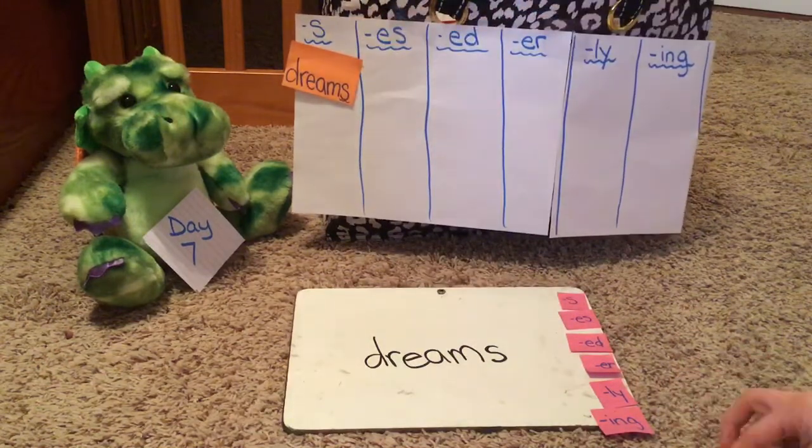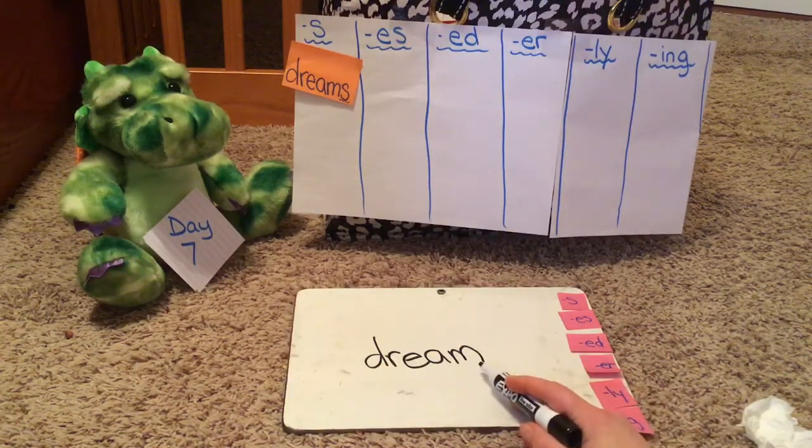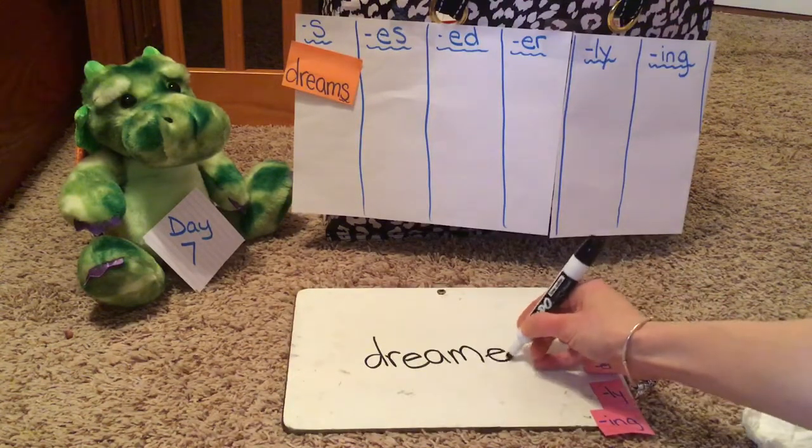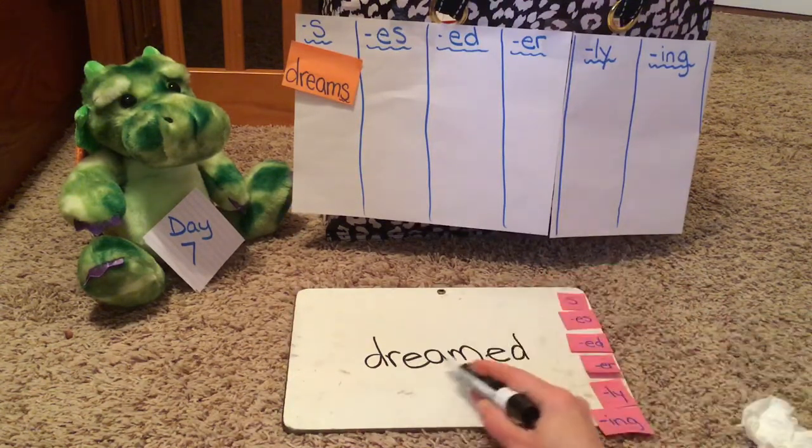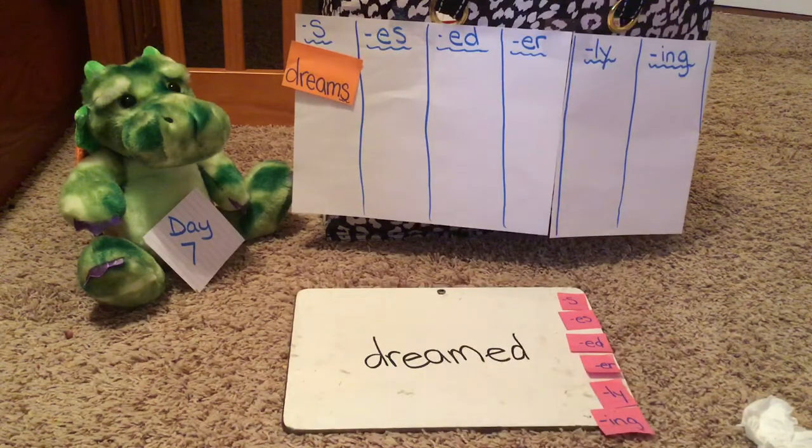Add that under my S column. Okay, and back to my base word, dream. All right, let's say I want to turn my word into dreamed. To make a word past tense, I add ed. M is a consonant, so I don't need to change this at all. I just add my ed. Dreamed, dreamed. I'll go ahead and add that one to my ed group.